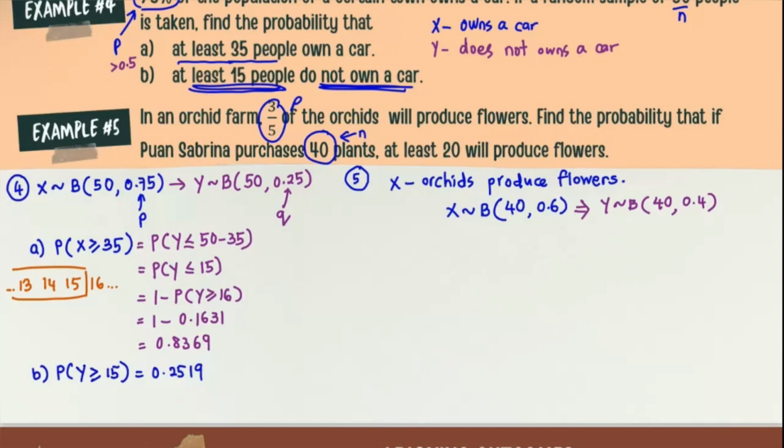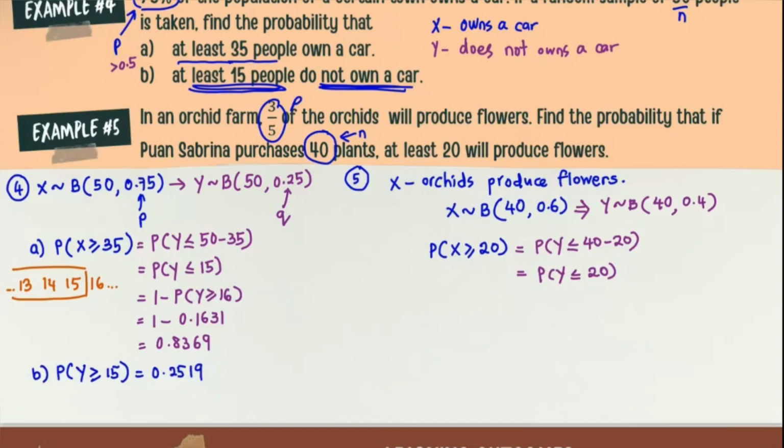Okay, so what will be the probability that at least 20 will produce flowers? So, probability of at least, so greater than or equals to 20. So, ini yang soalan nak. So, now kita nak ubah dia kepada Y. So, P of Y less than or equals to 40 minus 20, which actually adalah P of Y less than or equals to 20. Okay.